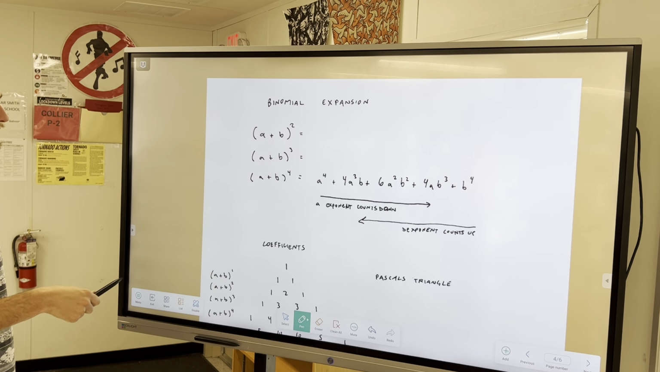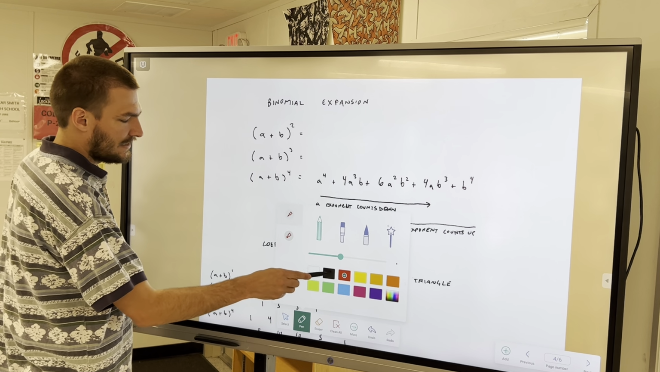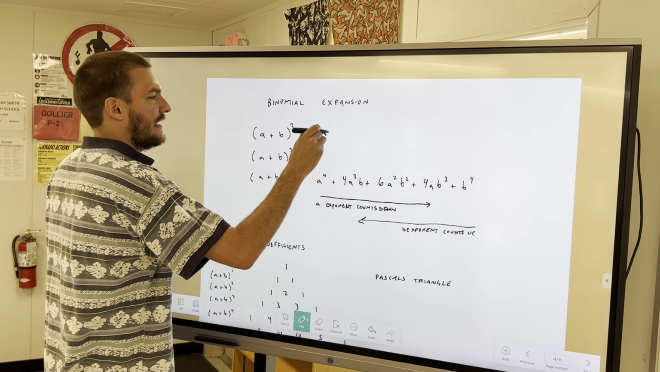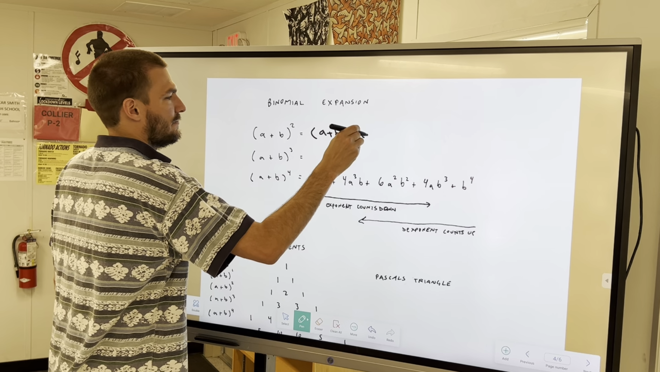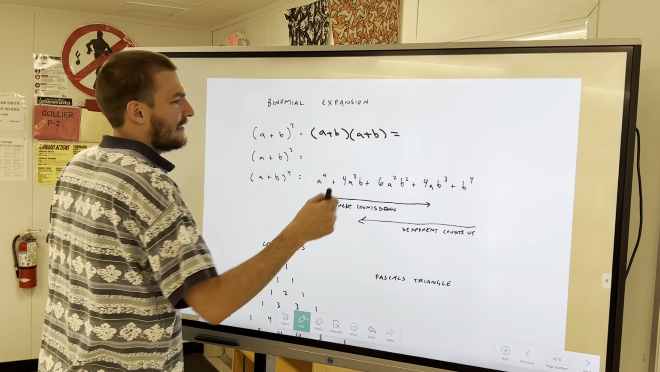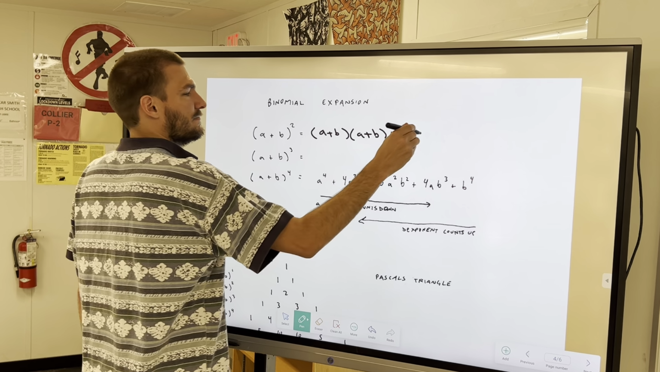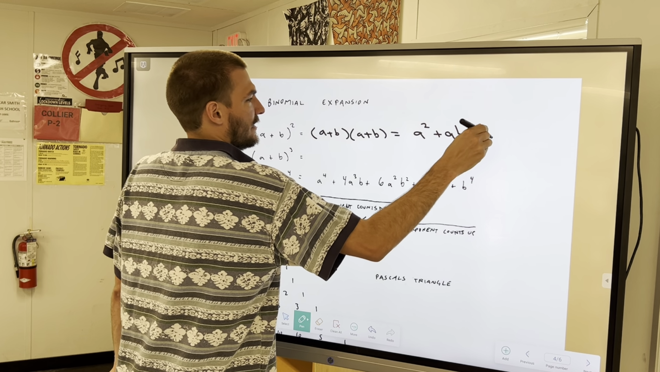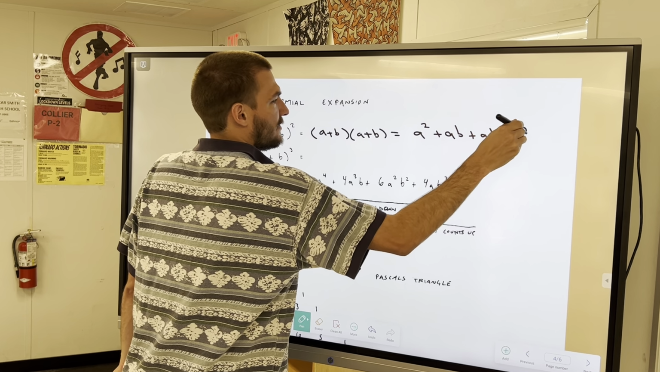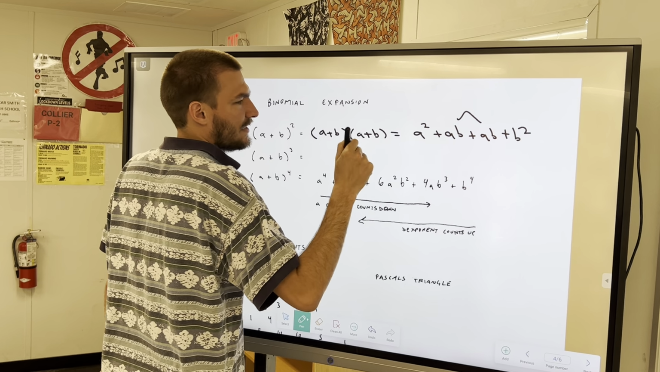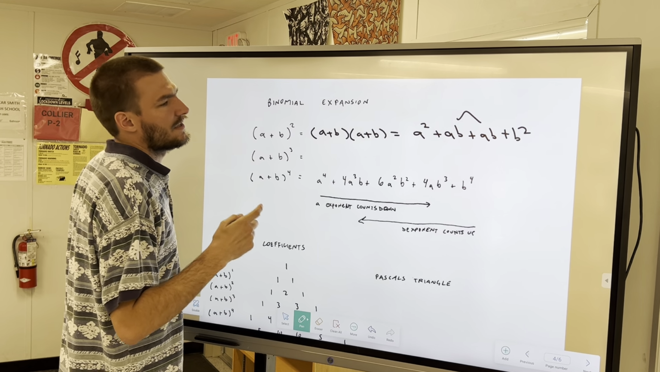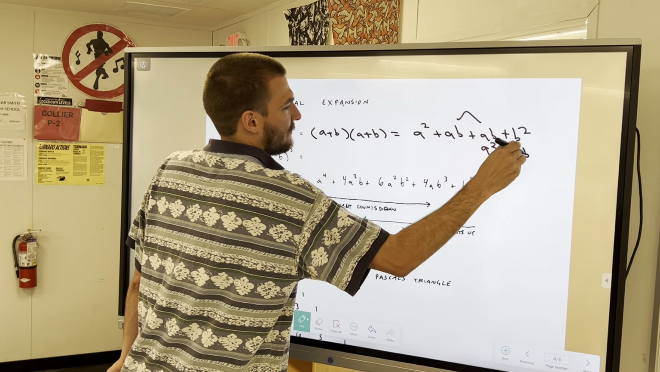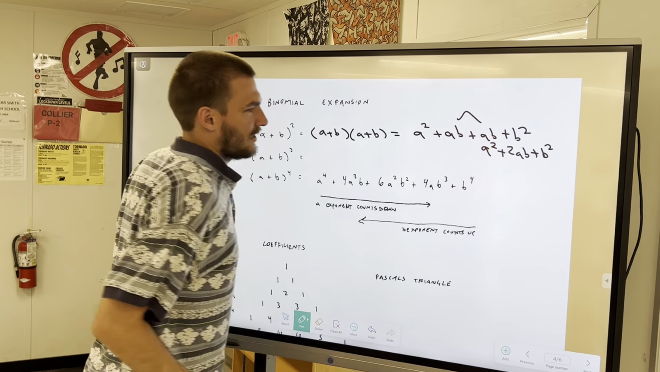And let's do a little bit of math here. Actually squaring these things, that would mean that we have (a plus b) times (a plus b). And if we FOIL that, it would be a squared plus ab plus ab plus b squared. And these two things should combine together and we'll have a squared plus 2ab plus b squared.